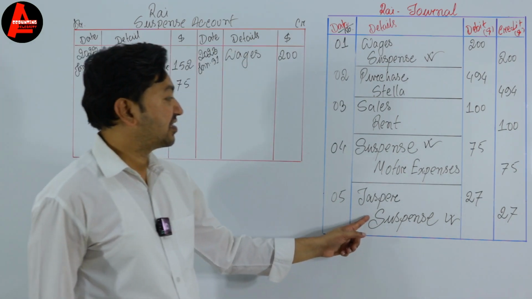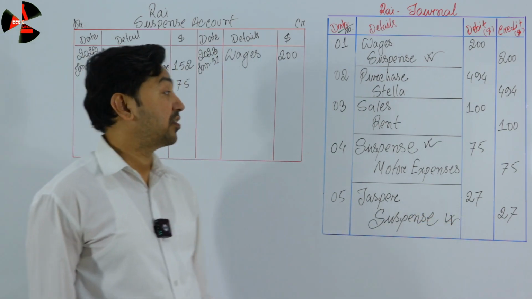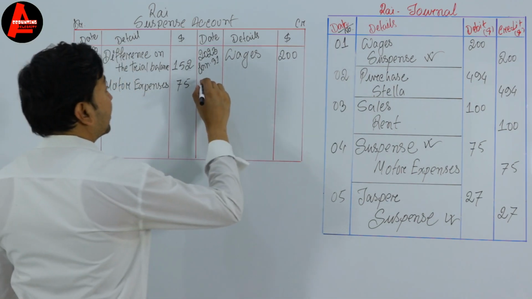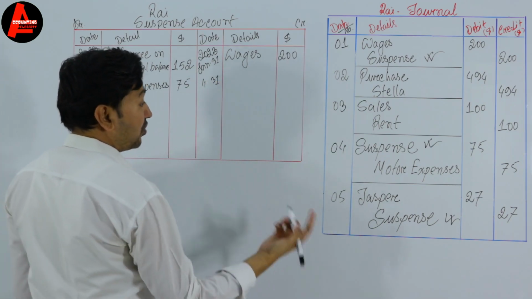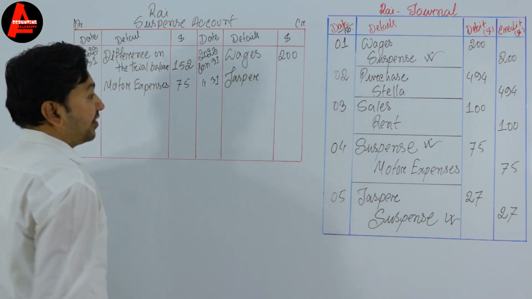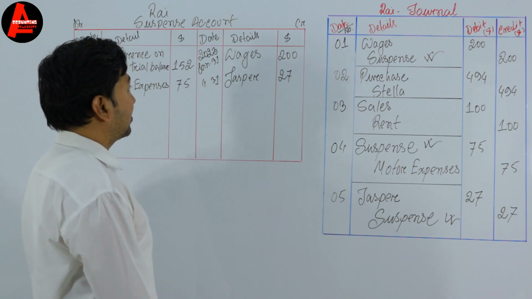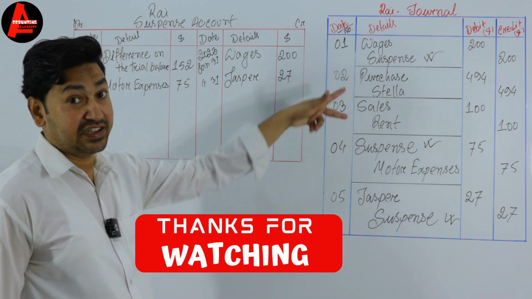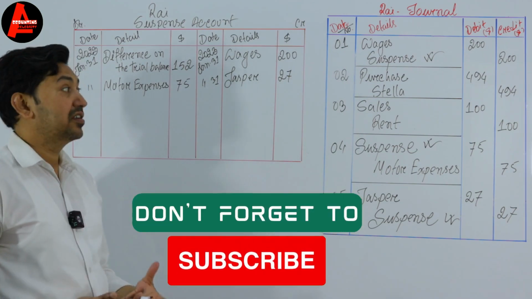Then number 5. Here the suspense account is credited by $27. So we will not come on the debit side. We will go to the credit side because it is credited. Same date, January 31st. What account will we write in the detail column? We will write the opposite account, which is Jasper, and the amount is in the question, $27. Okay, good. So we recorded these. In transactions 2 and 3 we did not see any suspense, so these are not relevant to the suspense account.